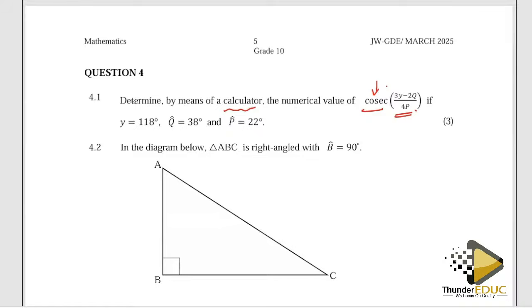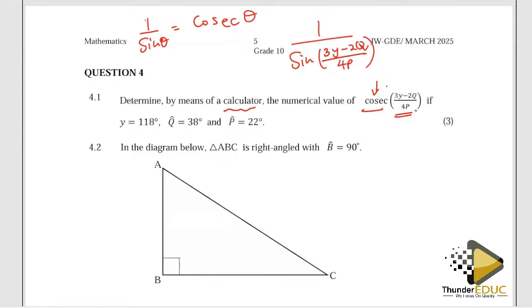So we know that cosec is just the reciprocal ratio of sine. So if we have, let's say, 1 over sine of an angle, this must give us the cosec of that angle. Now, instead of us stressing with all of this, what we can simply do is get this entire thing and say it's the same as 1 over the sine of, let's say, (3y minus 2q) over 4p, something like that. Then we just punch this in our calculator with our numbers, yeah? And then you get the answer.